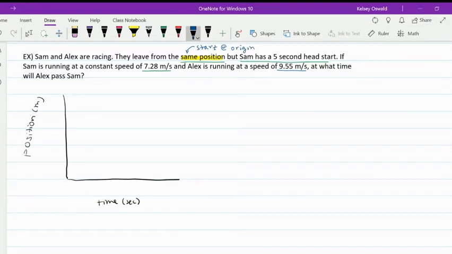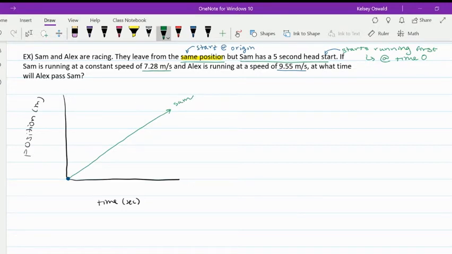All right. So in this case, Sam has a 5-second head start. So that means Sam is going to start running first. So we're going to have Sam start running at time 0. And then since they're only moving in one direction, we're just going to have them move in the positive direction.